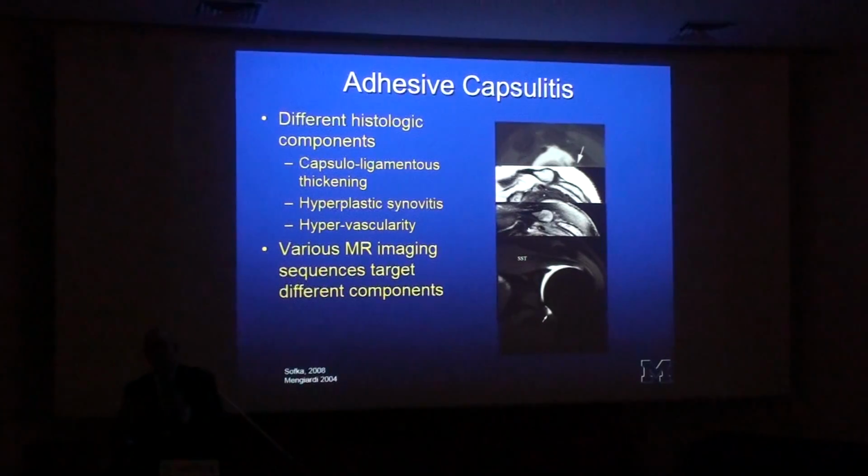And finally, there's also contracture of the capsule and ligaments. So on MR arthrogram, we can see contracture of the joint itself. In this case, there's contracture of the axillary recess in the context of adhesive capsulitis.